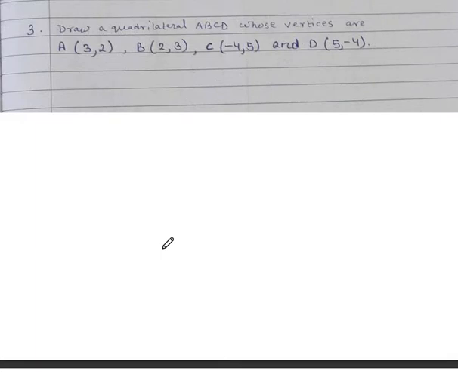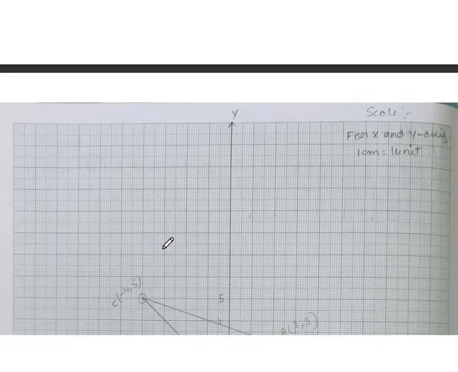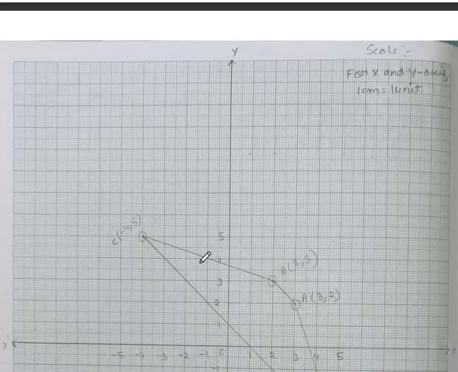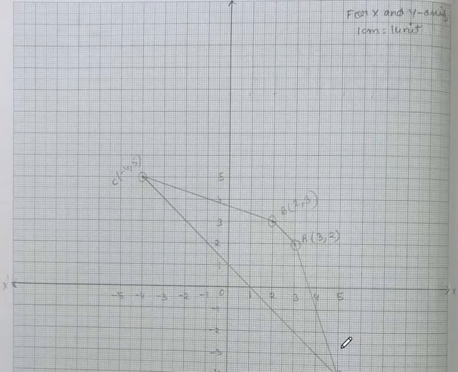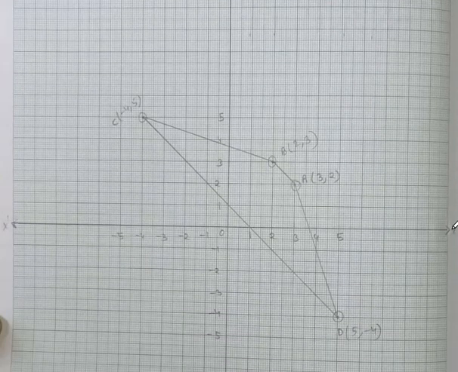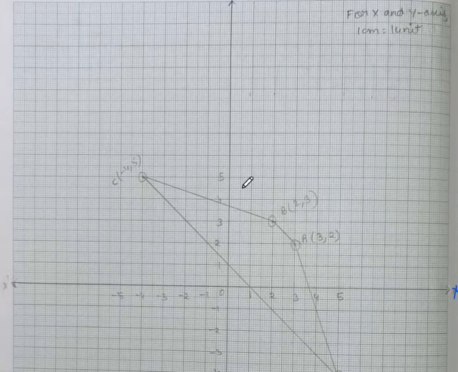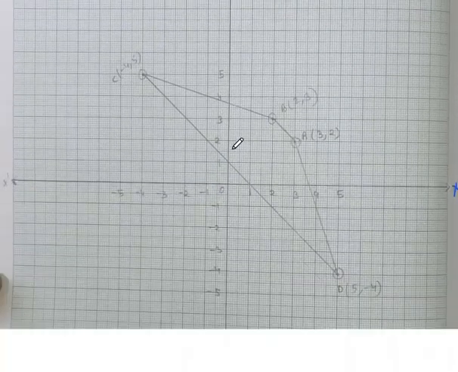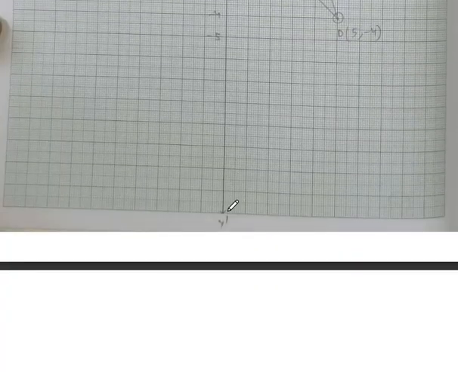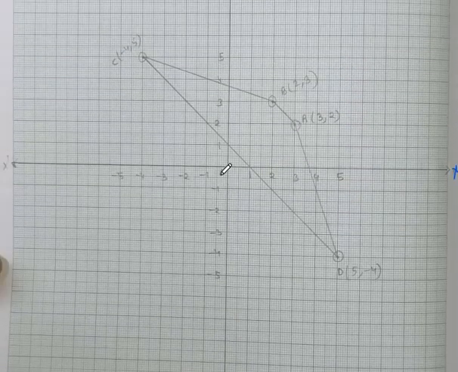So first point 3, 2. So handle the graph paper properly. So this is your y-axis. From the middle you make this your x-axis. This corner it will always be capital X. This is x dash. Upside this is y. Bottom will be y dash. And this is your origin.